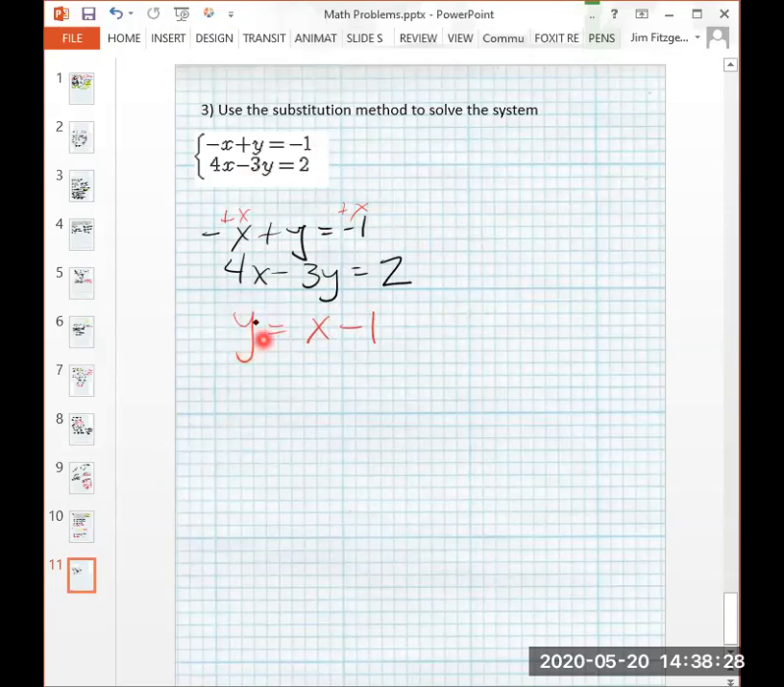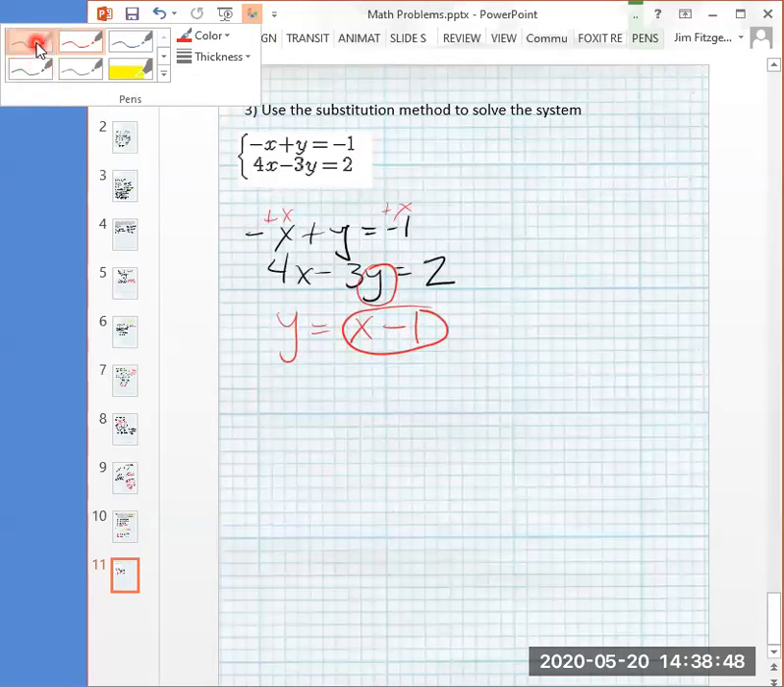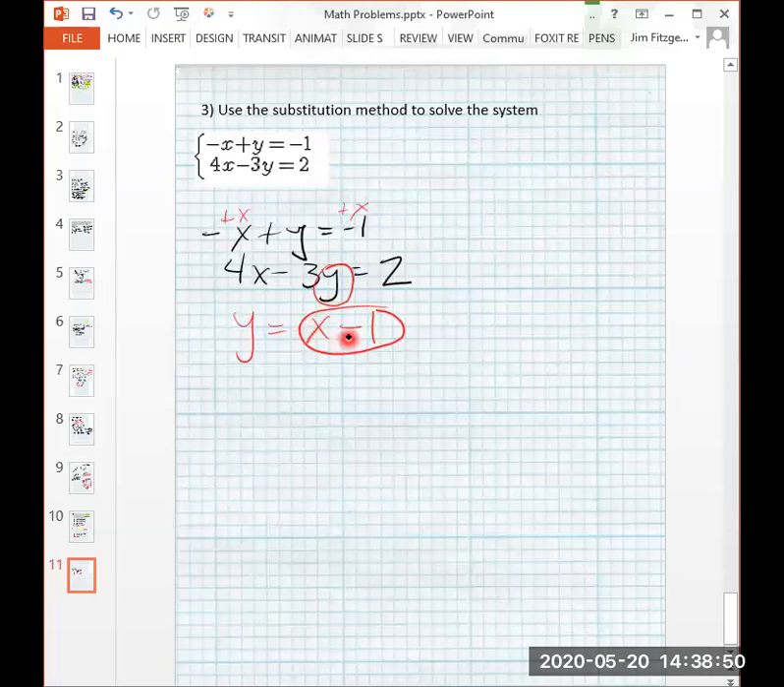Now I'm going to take that y and use it in the second equation. I'm going to take y as x minus 1, and replace the y in the second equation with x minus 1. That's the substitution process. That's generally what we're trying to do: take one equation and plug it into the other equation.